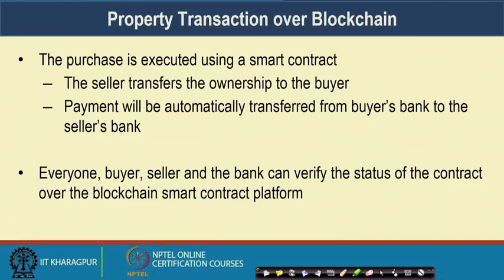So, the seller transfers the ownership to the buyer and the buyer makes the payments. The payments can automatically get transferred from the buyer's bank to the seller's bank. Now, with the help of this blockchain platform, everyone in the loop, like the buyer, the seller, the bank, everyone can verify the status of the contract over this blockchain smart contract platform.